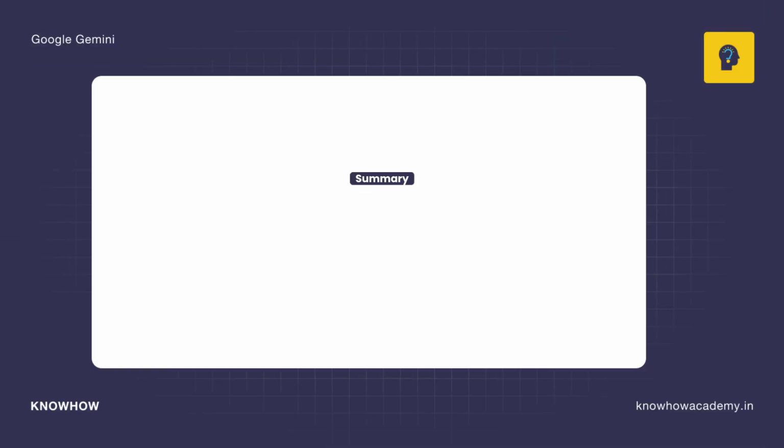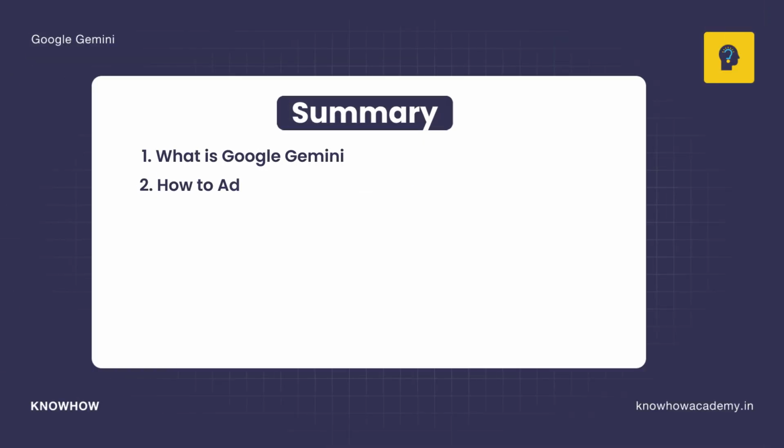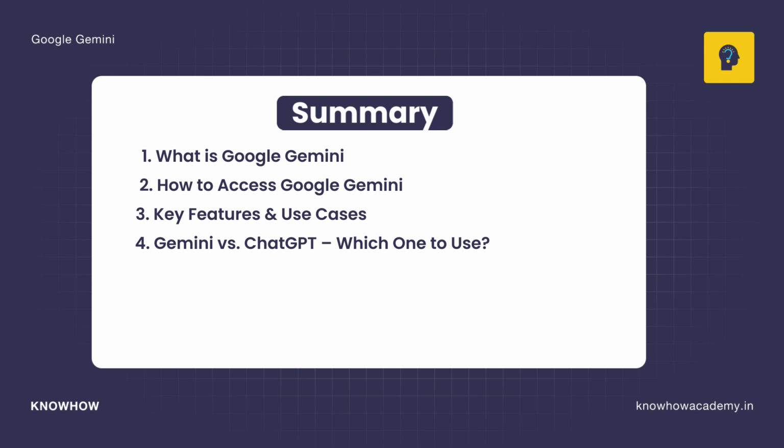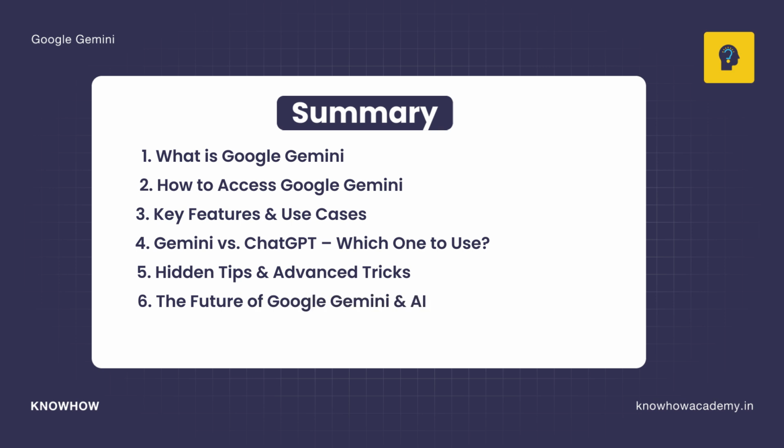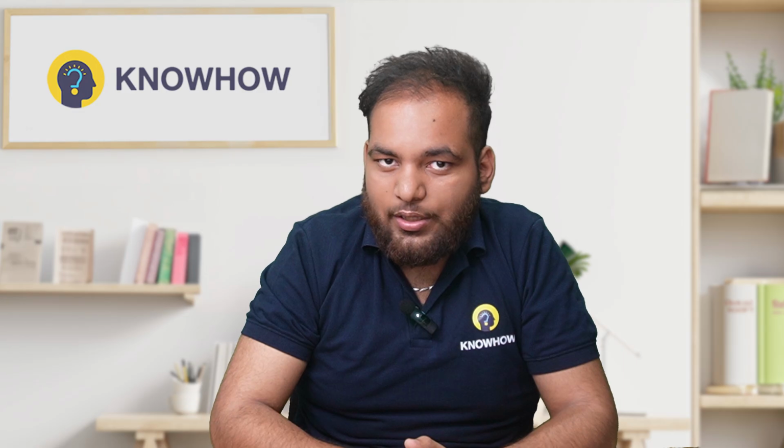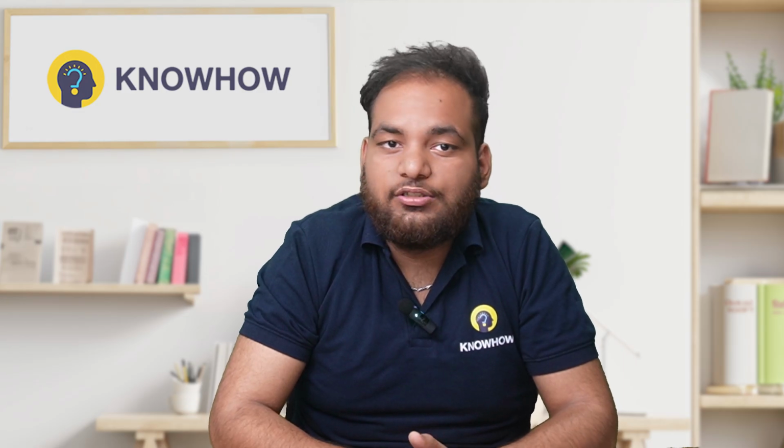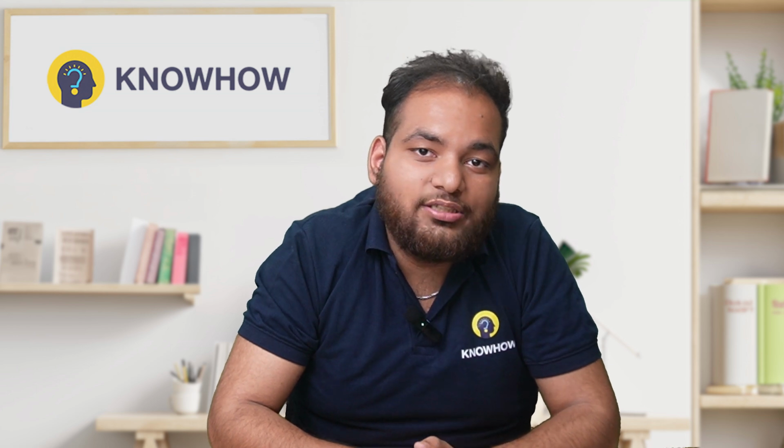Let's recap that. First, we saw what is Google Gemini. Second, we saw how to access Google Gemini. Then we saw key features and use cases. After that, we saw the comparison between Gemini versus ChatGPT. Fifth, we saw hidden tips and advanced tricks. Sixth, we saw the future of Google Gemini and AI. And with that, we have covered and wrapped up our journey from zero to hero in Google Gemini.